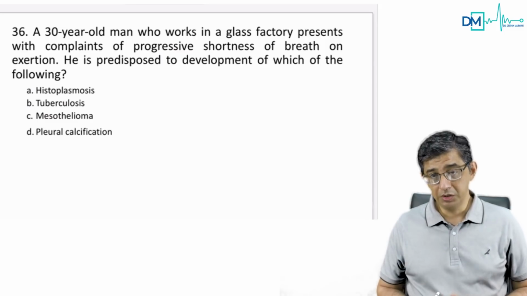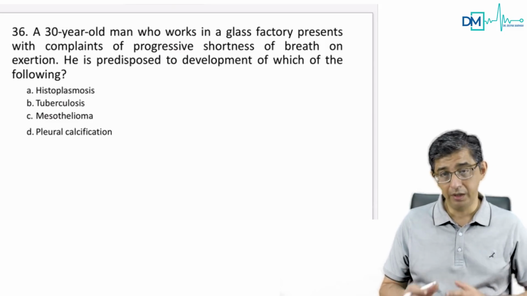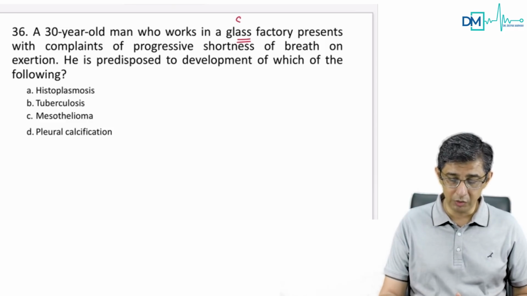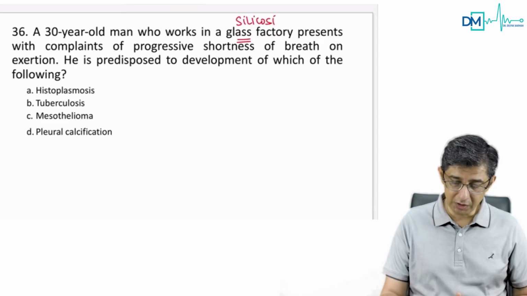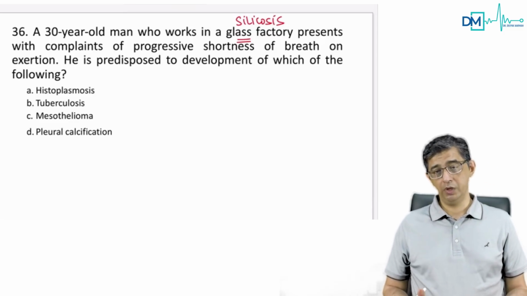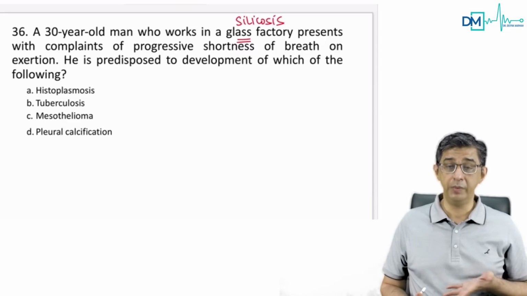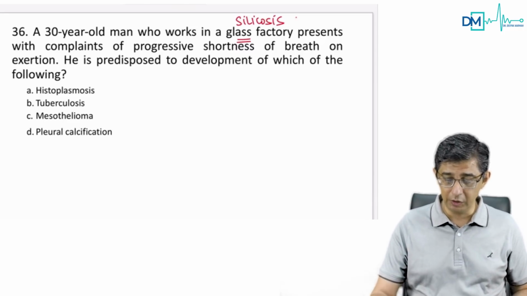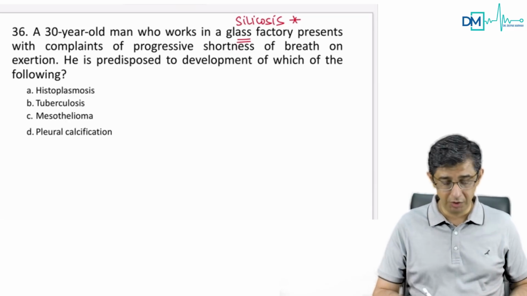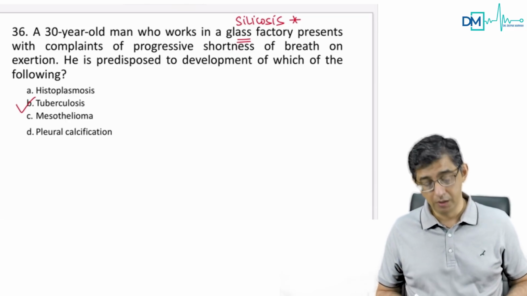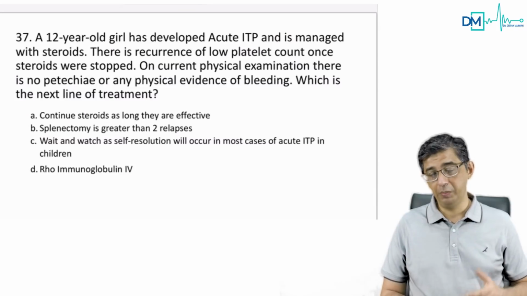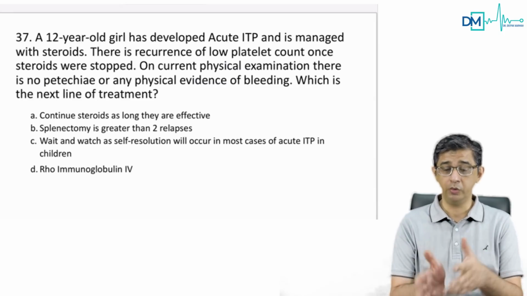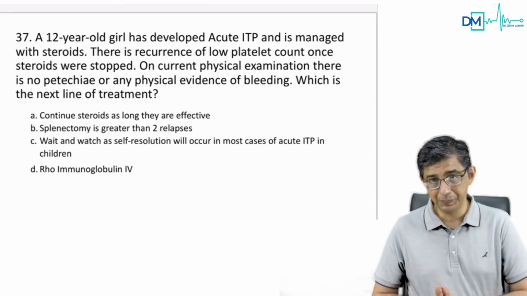The next question talks about a person who works in a glass factory, a pathology with medicine question. The person works in a glass factory, so I am talking about silicosis, right? And he is having progressive shortness of breath. He's predisposed to development of which of the following? Thank God he did not make this question longer and start giving you features of TB. But I think all of you are aware that silicotics have a predisposition to development of tuberculosis. Silicotics would be having interstitial lung disease, and then the possibility of TB is increased in these patients because the security system is busy fighting that silica dust.